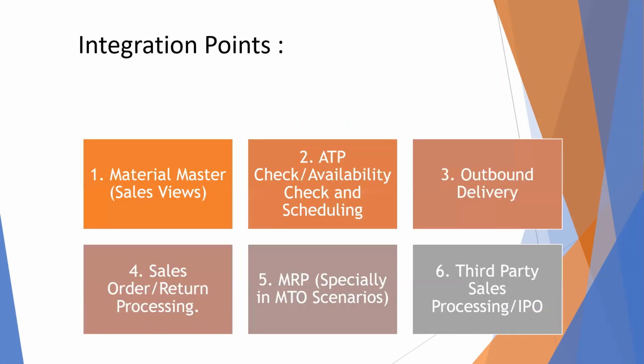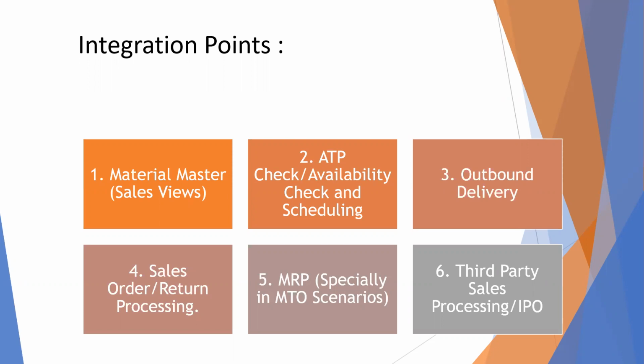Let me go into the integration points. So these are all the main points which happen during the integration between SD and MM. First thing is material master. The material master is basically created by MM, and it has multiple attributes: sales attributes, MM, as well as finance, and as well as PP. So this is the first part of integration, the creation of master data.